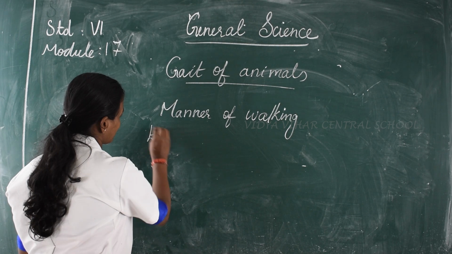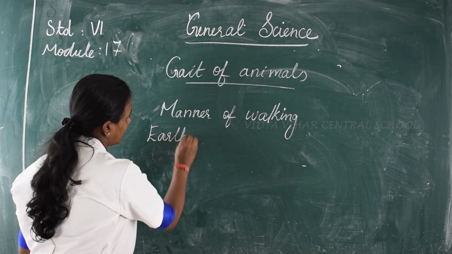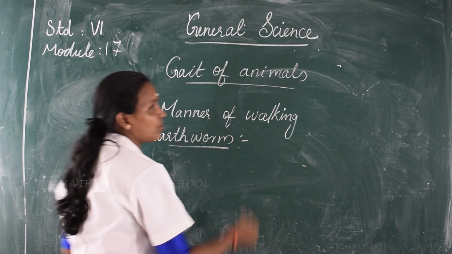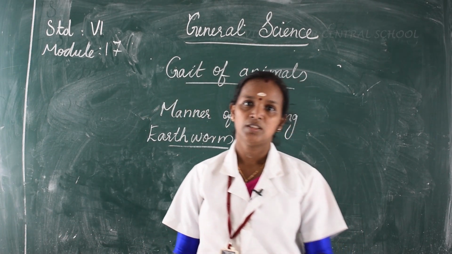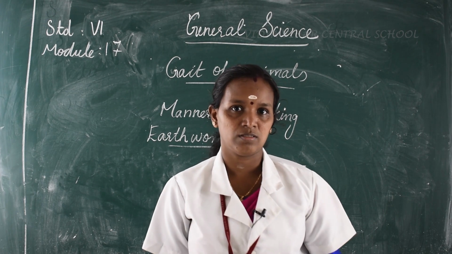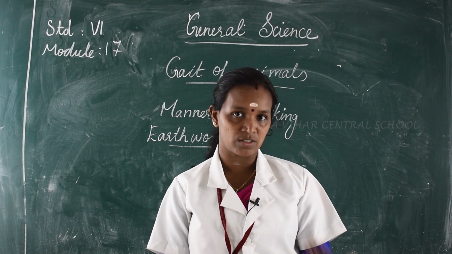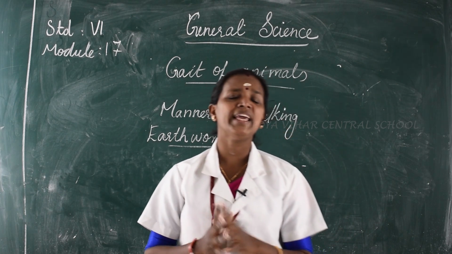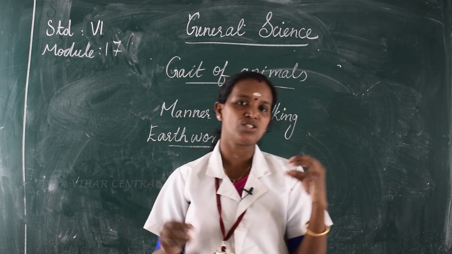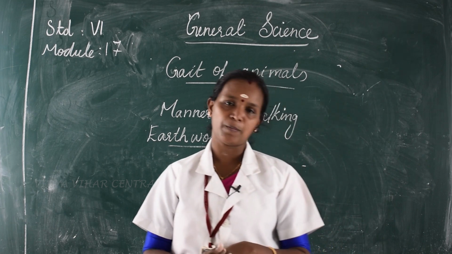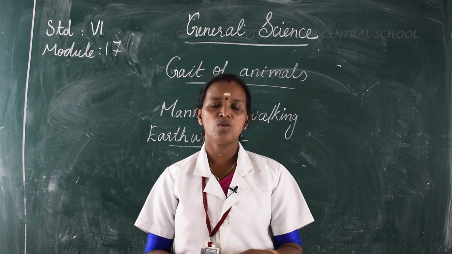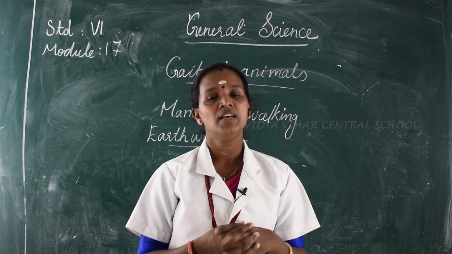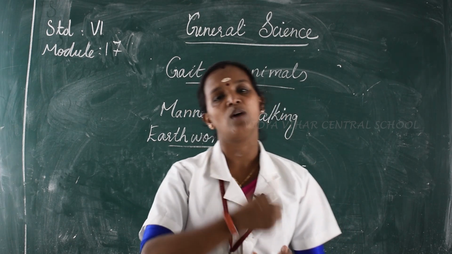First, we can take the earthworm. Earthworms do not have bones. Am I right? They do not have bones. Their body is made up of ring-like structures joined end to end. So how can they move? There are no bones inside their body. Let us see how they can move.